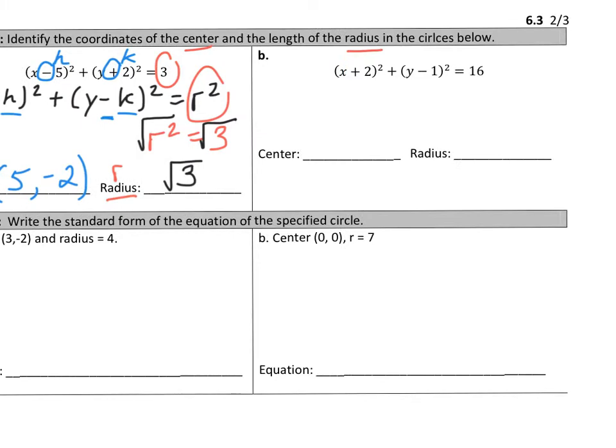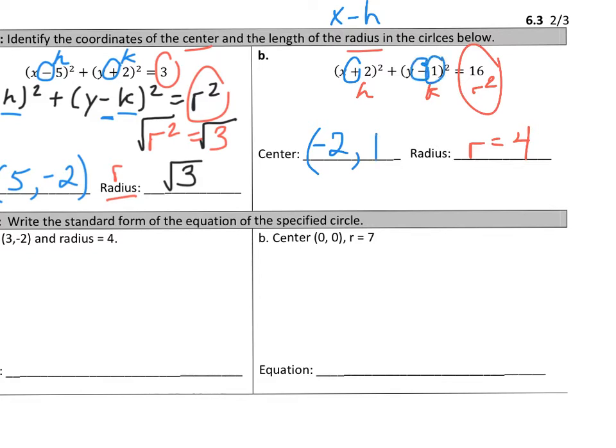For the next problem, start off the same way. Identify your h, your k, and remember this is your radius squared. So if 16 is my radius squared, that means that my radius is going to equal 4, the square root of 16. Then for my center, as I said for the last problem, it should be x minus h in here, but since it's plus, that tells me that my x-coordinate for my center is negative 2. Since this one is minus, then I'm essentially just taking out the 1 for my y-coordinate. So my center is at negative 2, 1, and my radius is 4.